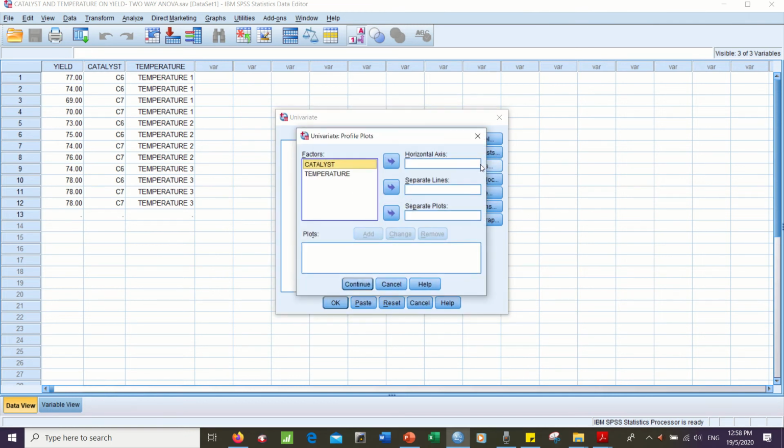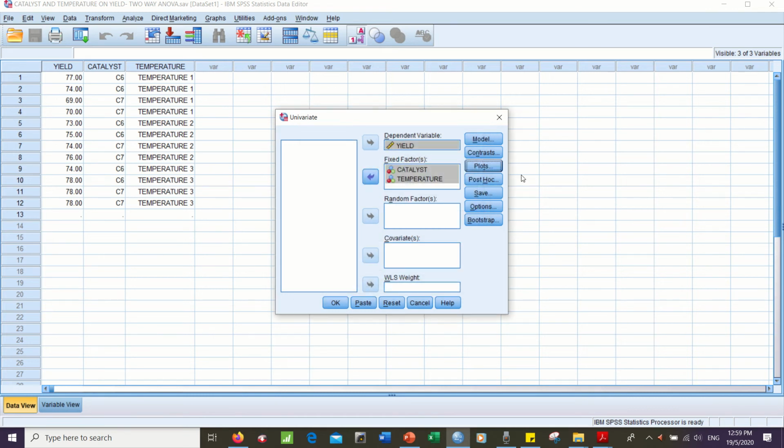You can go to plots here. It will enable you to choose to see the individual effect as well as the interaction between the two factors. So you transfer catalyst into horizontal axis and click add, temperature into horizontal axis and click add, catalyst into horizontal axis and temperature into separate lines and then click add. So now you have the interaction factor, catalyst times temperature, as well as the individual factors on how these factors are affecting the yield.